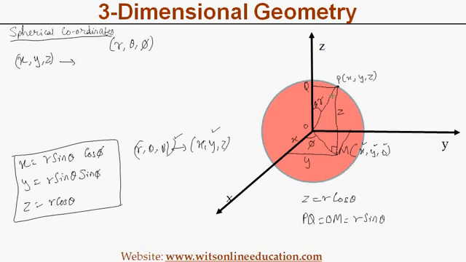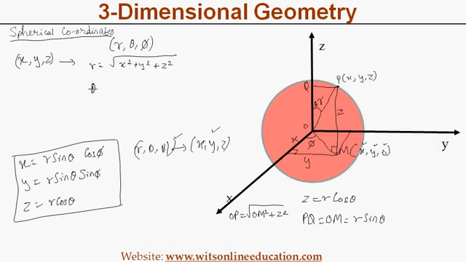This r is equal to the length of OP. So OP is equal to the square root of OM square plus MP square, that is Z square. We see that OM square is x square plus y square from this right angle triangle. So r is equal to the square root of x square plus y square plus z square.